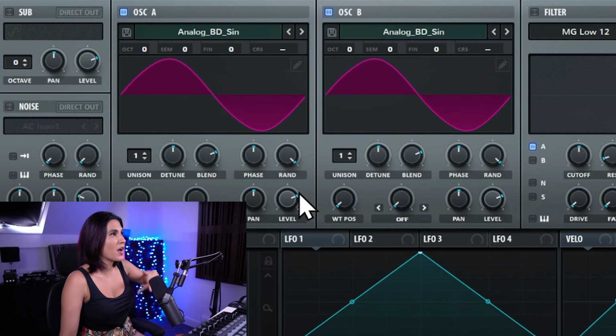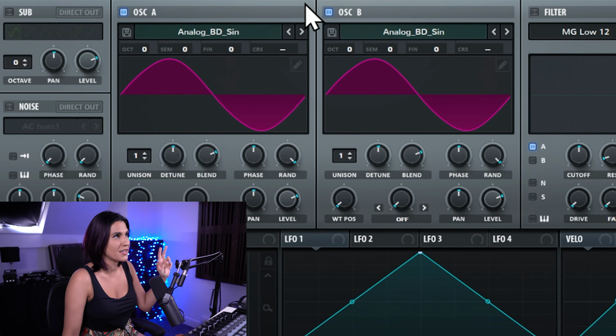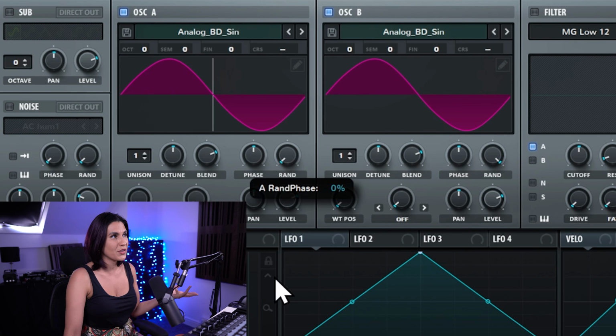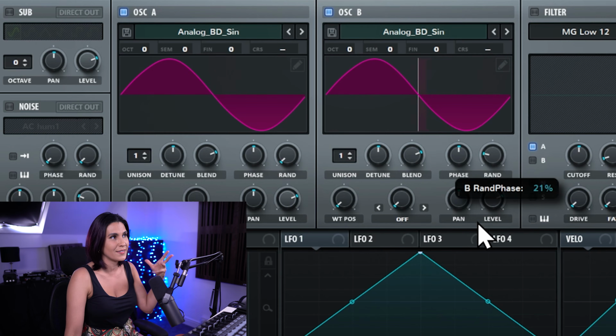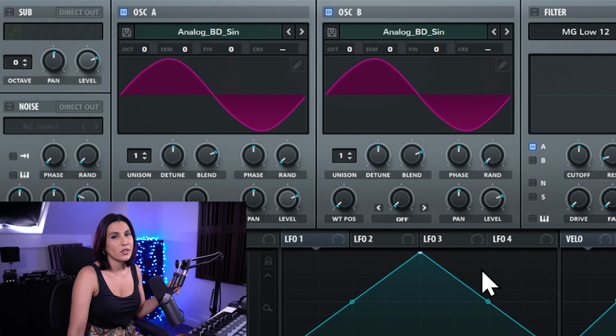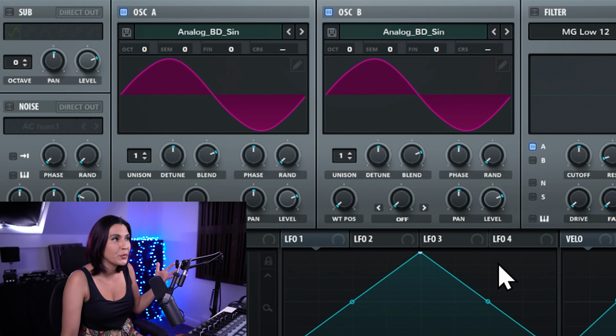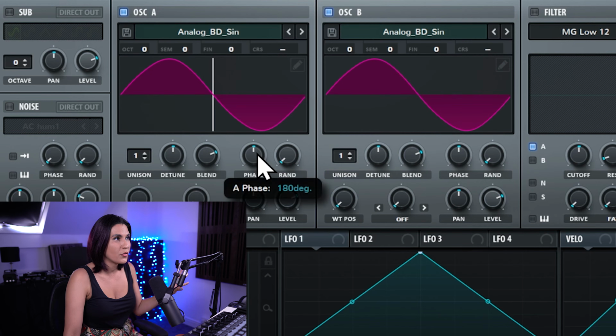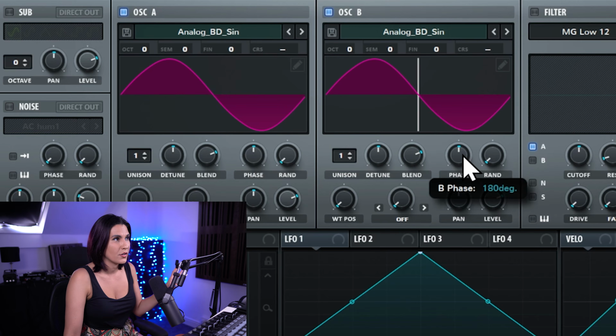Here in Serum, I have two sine waves, oscillator A, oscillator B. If you bring the randomization on the phase down to 0, these two waves are going to trigger from the same start point every time. So there's not going to be any random movement. Now we have full control of the phase knobs.